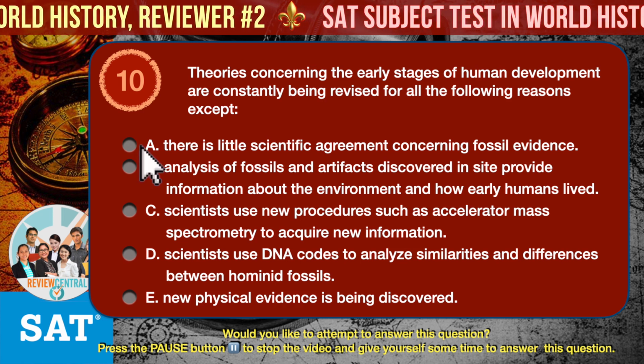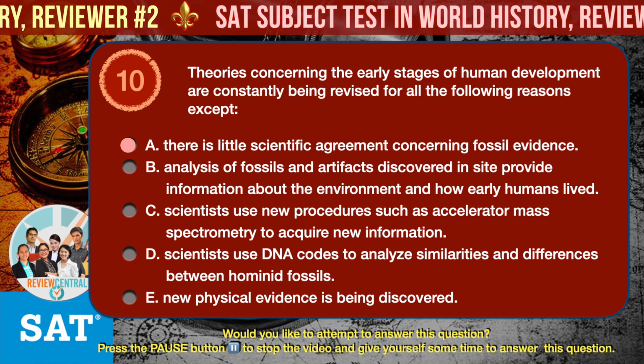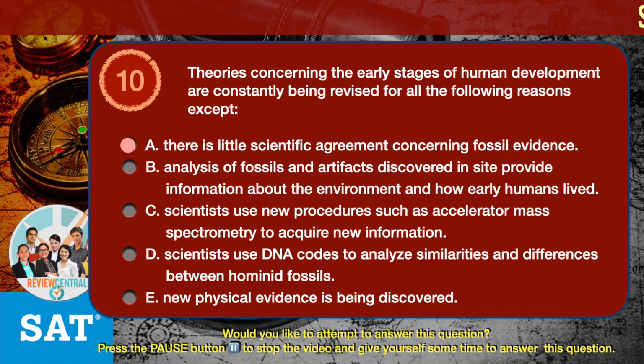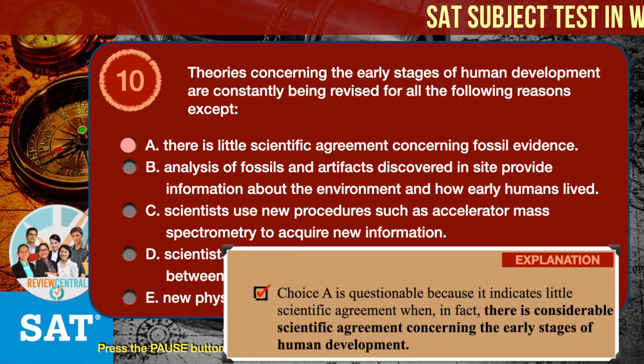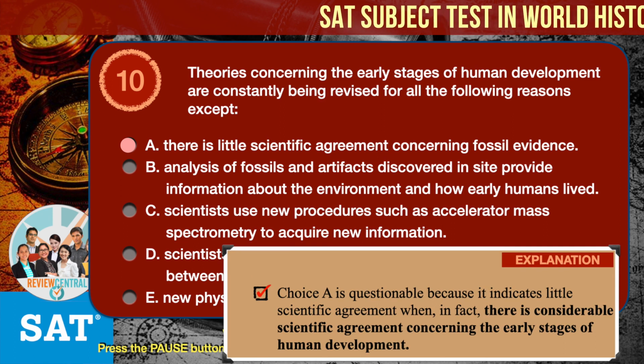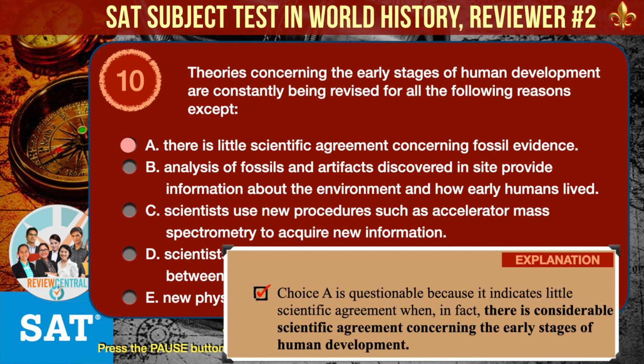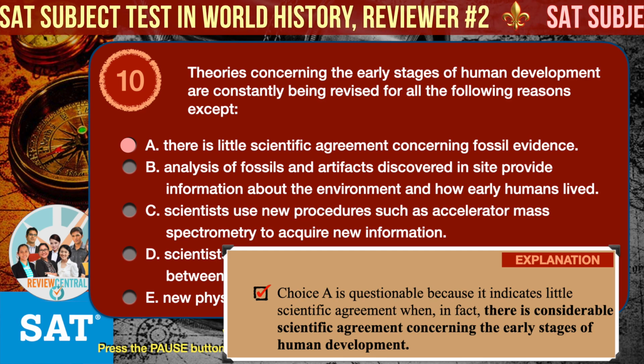The correct answer is A. Answer choices B, C, D, and E refer to ongoing scientific research among scientists investigating the early history of humanity. Answer choice A is questionable because the choice indicates little scientific agreement, when, in fact, there is considerable scientific agreement concerning the early stages of human development.